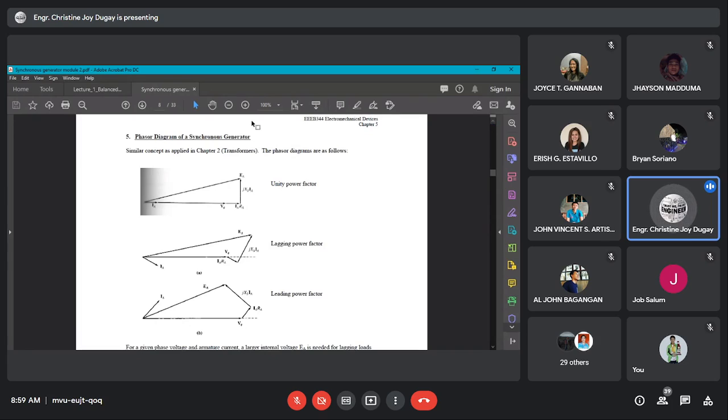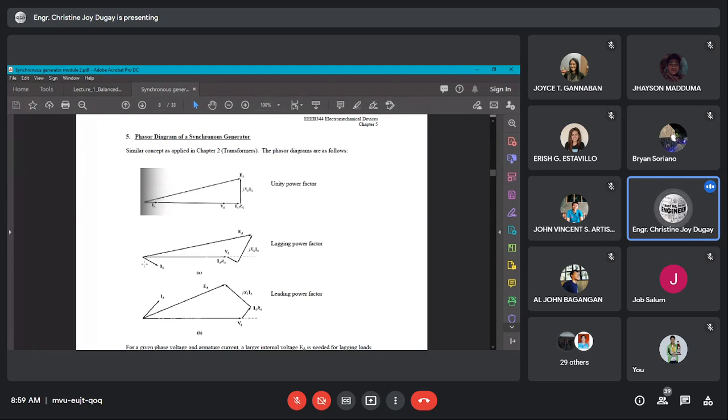So if this is our IA, and this is the EA, you might wonder why it is not a straight line. What we only consider there is the IA RA, or the armature. If that is unity power factor, there it is, together with our IA. And this one is the lagging power factor.